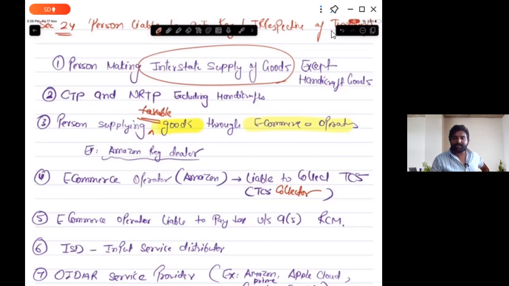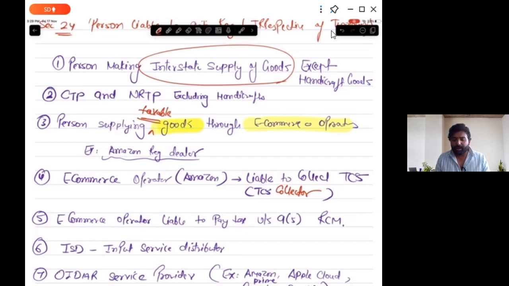They need to get registered in that state where they are temporarily going to do any kind of business. Great. Next is the third person, a person supplying taxable goods through e-commerce operators. So all the Amazon dealers who are supplying electronic items, clothing, and shoes through Amazon, they need to get registered. Definitely they need to get registered. So you can't do any online business without GSTN.